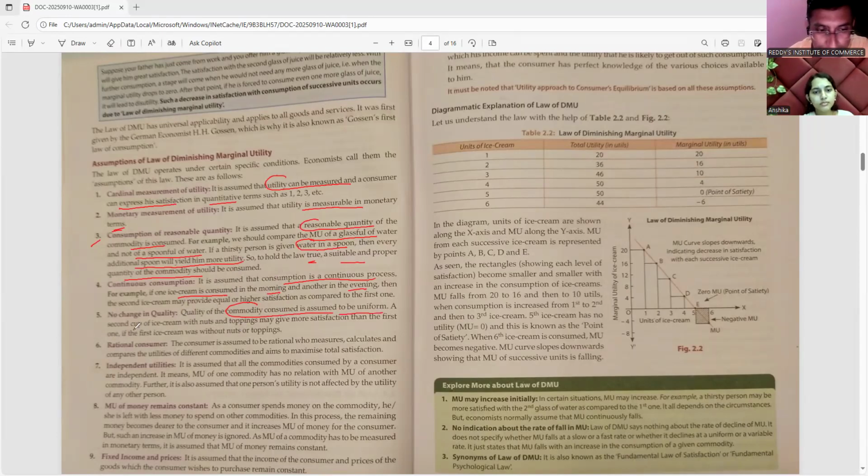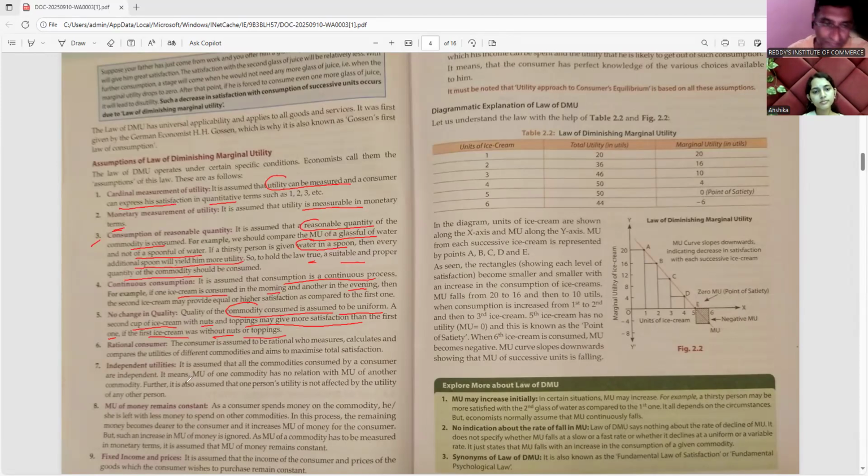A second cup of ice cream with nuts topping may give more satisfaction than the first one, because if the ice cream was without nuts or toppings, it is different. If you would like to know flavor, different flavors. When you are consuming different flavors, then automatically you would like it more and more.